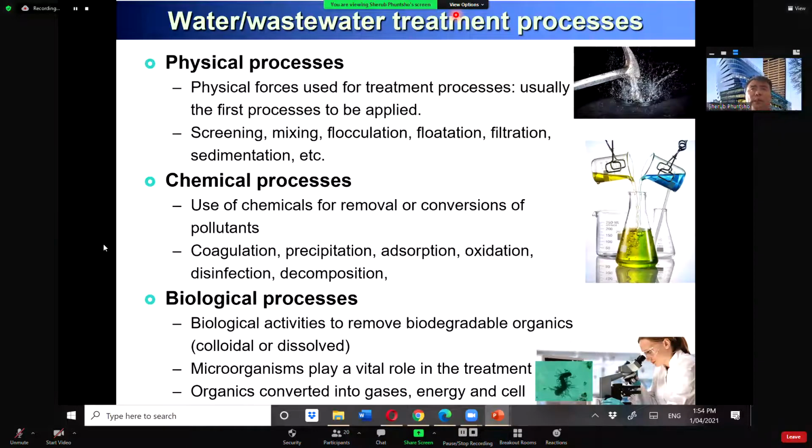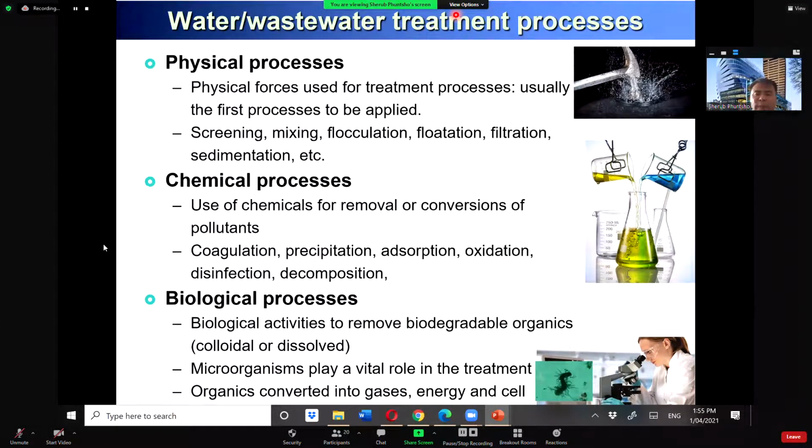And chemical processes actually involve the use of chemicals, or the conversion of one form of pollutant to another, so that it can be easily removed. Okay, so it could be coagulation, precipitation, adsorption, oxidation, disinfection, decomposition. So when certain chemicals are added, the pollutants present in the water bind chemically with them, and it changes their physical property or chemical property, and then they can be removed. So these are the chemical processes.